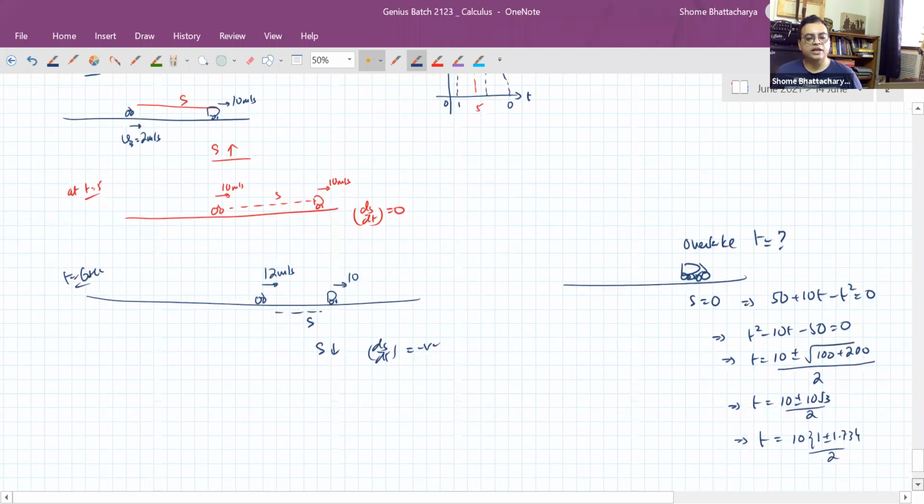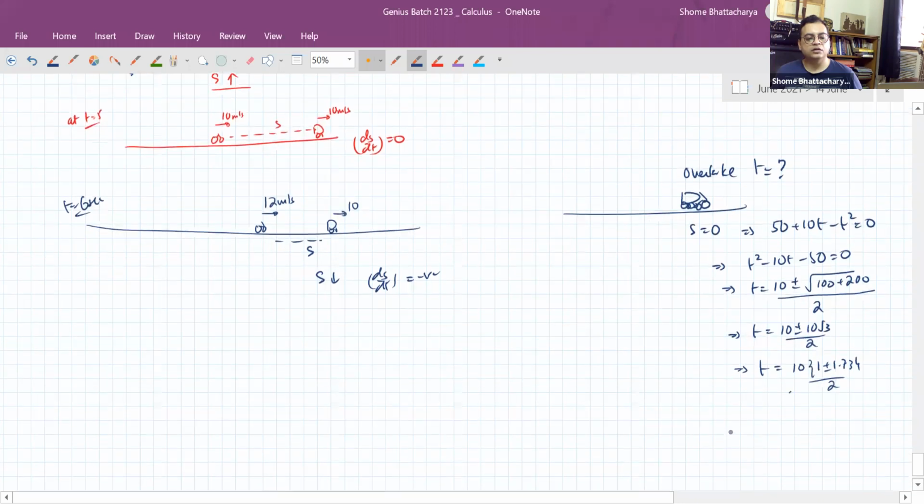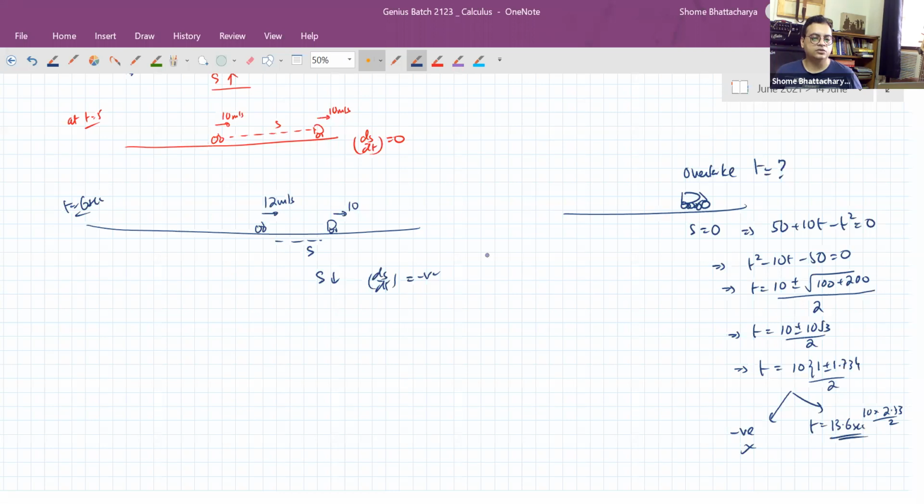So one root of time will be negative, that we will not take. The positive root of time will be 10 into 2.73 divided by 2. So that is 10 into 1.36 something. So 13.6 seconds approximately. So that is the time when this would have happened. The S would have become 0. So this is the time when S is equal to 0.